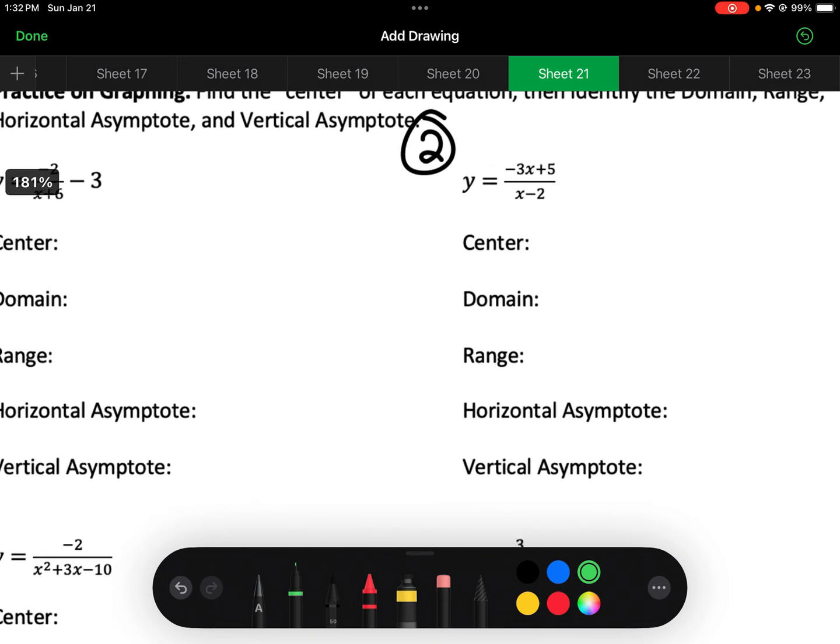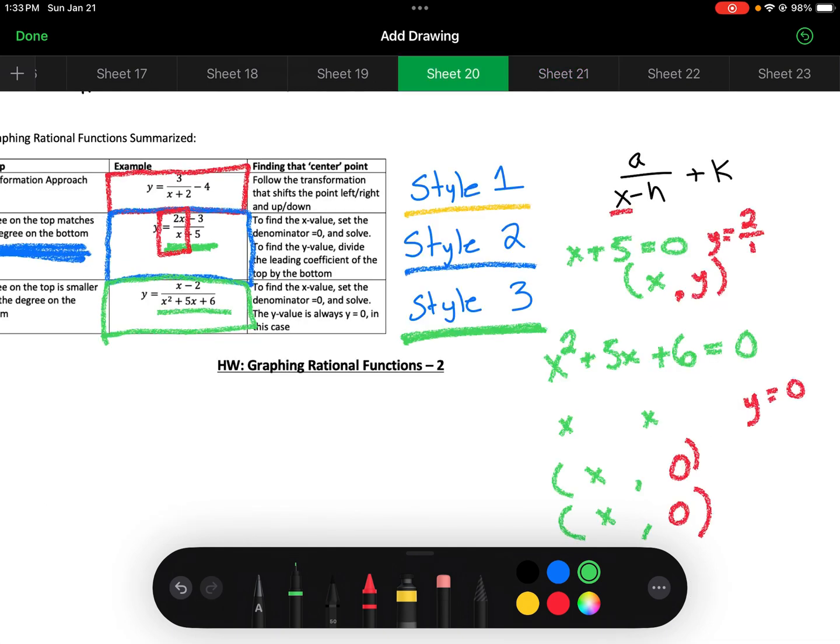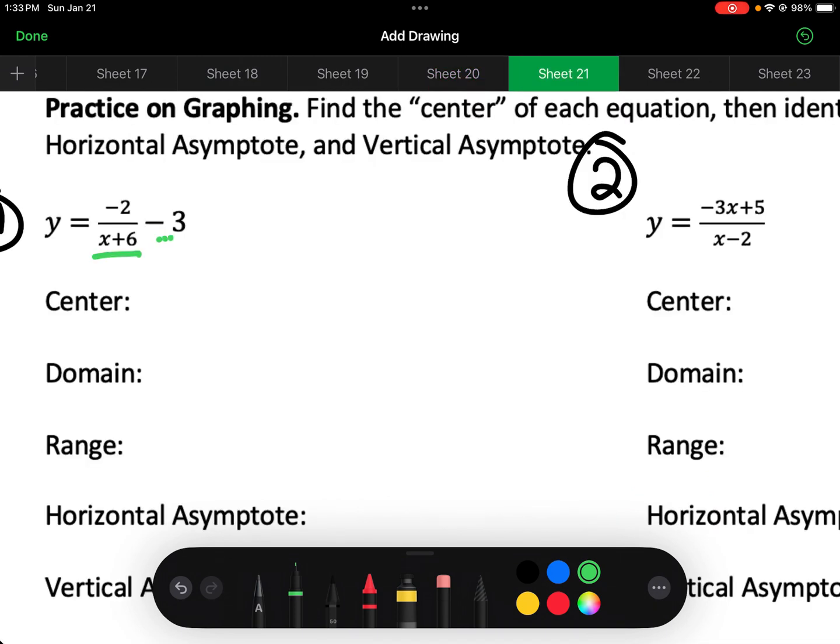This first problem, I see a -2 on top, an x plus 6 on bottom, and a -3 in the back. What pops out to me is I see an x on bottom. That gives me a clue that it might be style 2 or style 1. And then I also see this random number in the back. So when I see that, this to me is style 1. We're going to follow the transformation approach. I'll do this one, then move on to problem 2 and problem 3.